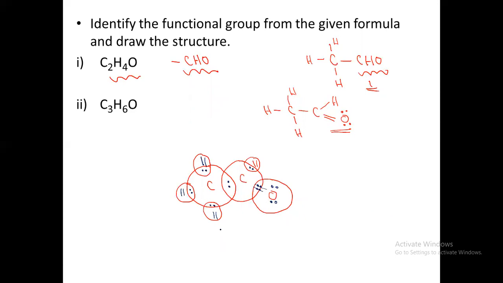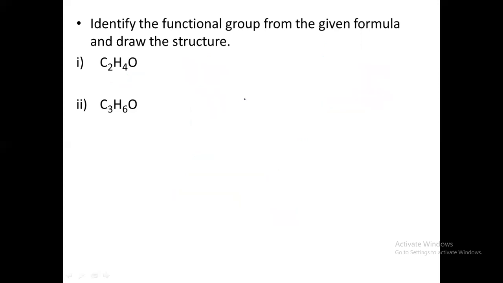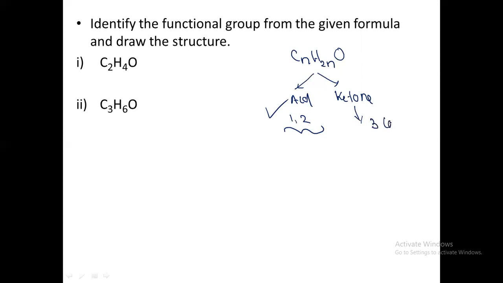Hope it's clear. So how do we identify aldehydes and ketones? It's very simple. Just look for the alkene formula CnH2n, then if there is an O, there are two possibilities: aldehyde or ketone. If the number of carbons is 1 or 2, only an aldehyde is possible. A ketone is possible only from 3 carbons onwards.